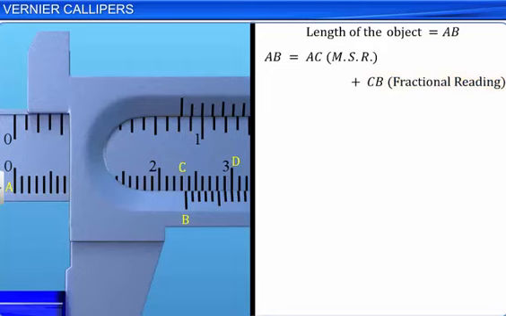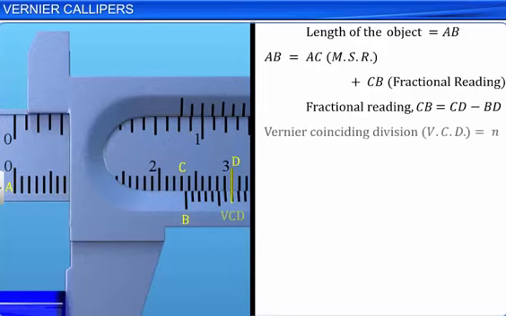The fractional reading CB is equal to CD minus BD. Note down the number of the division on the vernier scale that exactly coincides with the definite main scale division. This division is called the vernier coinciding division, VCD. Let this be N.